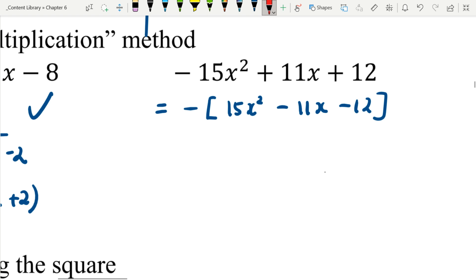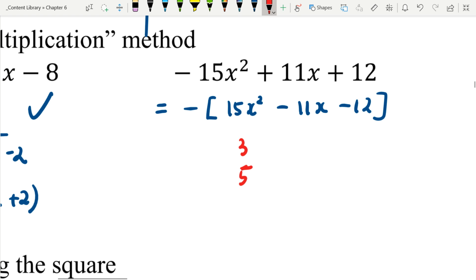So 15, what times what can give you 15? Yes, 5 and 3, so go 3, 5. And what can give you 12? 2 and 6, something else. 3 and 4, but I need a negative, so one of the numbers needs to be negative.